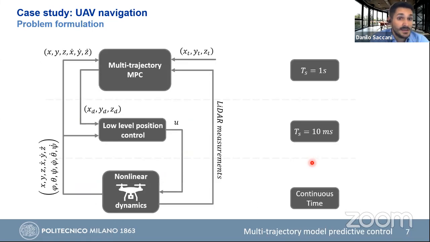In this case study, the multi-trajectory model predictive control has been used as a high-level controller in a hierarchical structure. So at each time step, the controller receives as feedback the position and the velocity of the drone, that are assumed to be exactly known, together with the LiDAR measurements, and provides the waypoints to a low-level position controller that acts on the nonlinear dynamics of the drone.